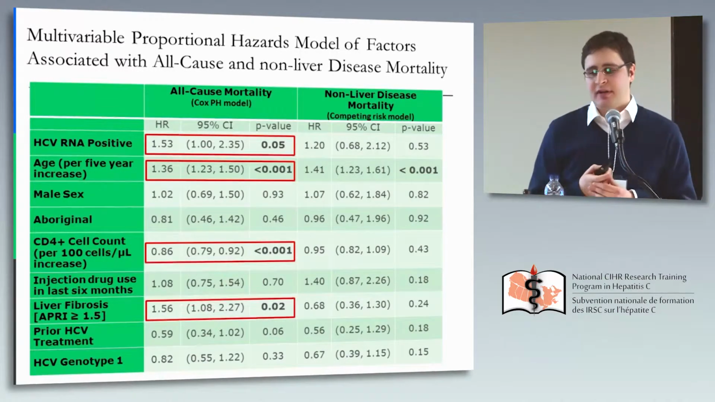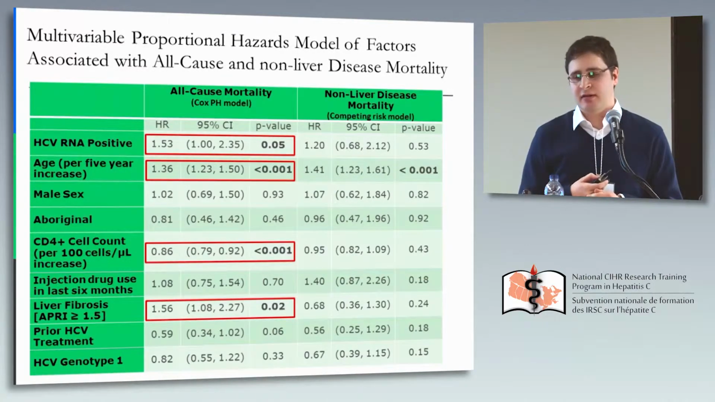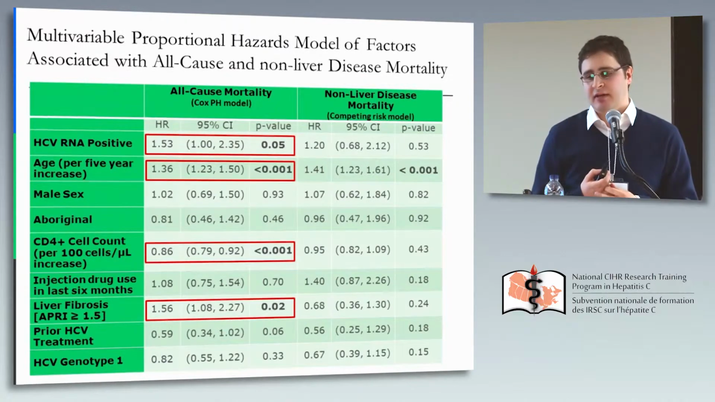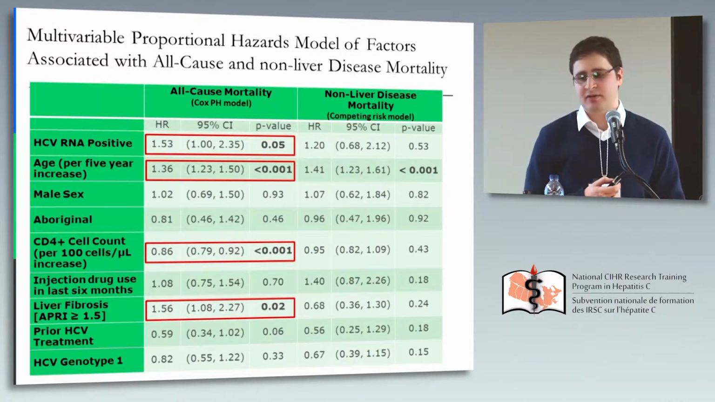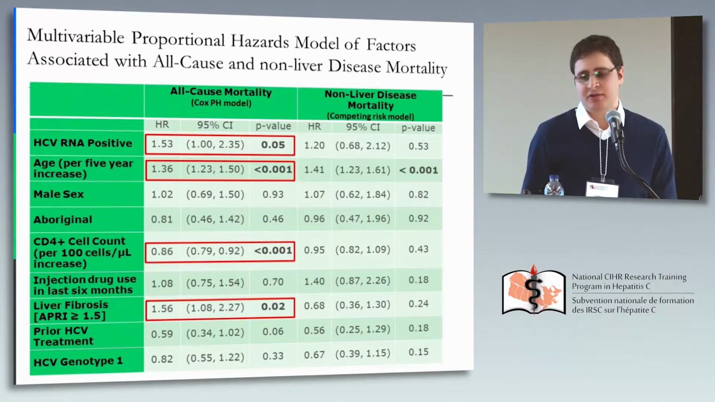For all-cause mortality, we see that those who are HCV RNA positive, as you would expect, have a greater risk of mortality, almost 50%. Also, not surprising, age is predictive of mortality. For every additional 5 years of life, the risk of all-cause mortality increases by 36%. Also, CD4 is protective against mortality. Each 100 cells per microliter increase reduces the risk of mortality by 14%. And finally, APRI, a non-invasive marker of liver fibrosis, was also predictive of mortality. Those with evidence of fibrosis have a greater risk of death.